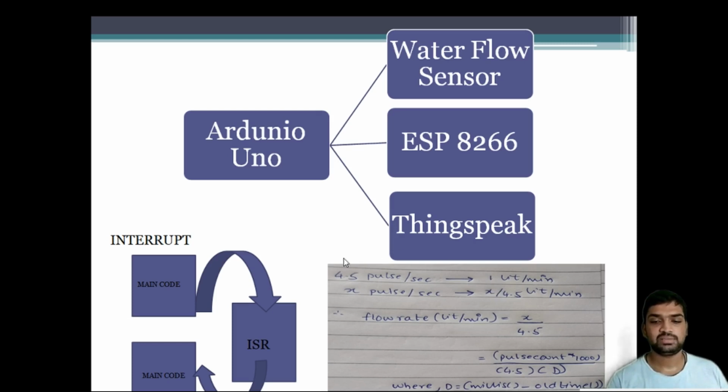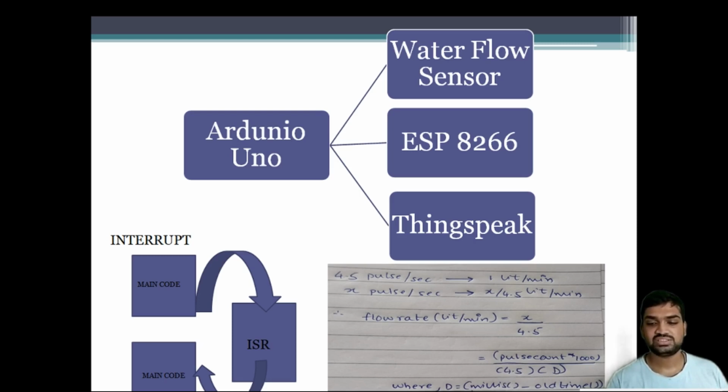Also, this piece which I put here is the calibration factor of the water flow sensor which we use. As given by the manufacturer, the water flow sensor produces 4.5 pulses per second for every 1 liter per minute of water which we pump in. So as a conversion factor, we can get the flow rate as equal to the pulse count into 1000 divided by 4.5 into the time.